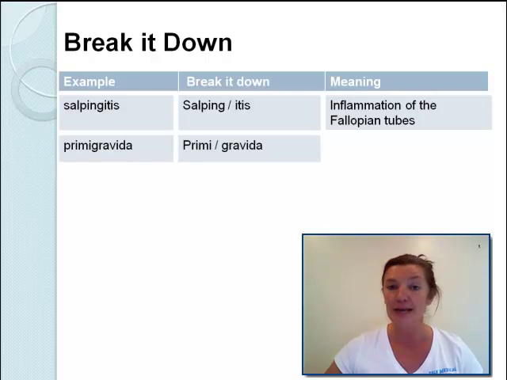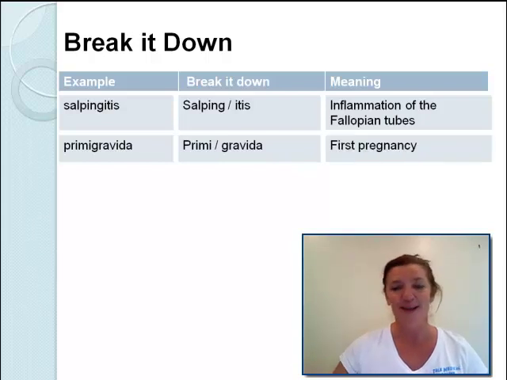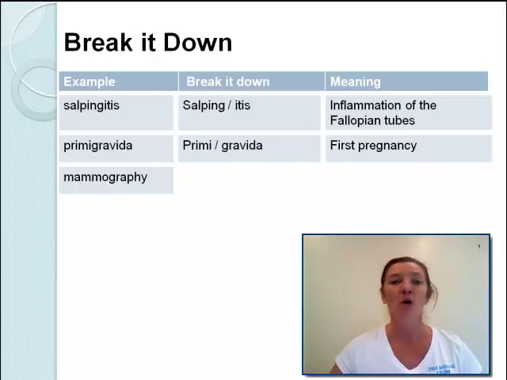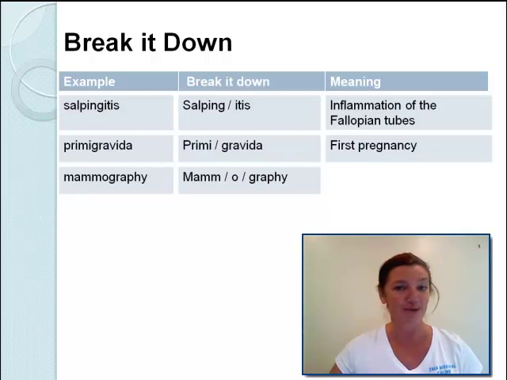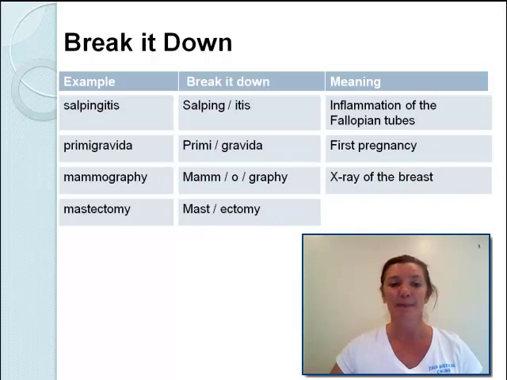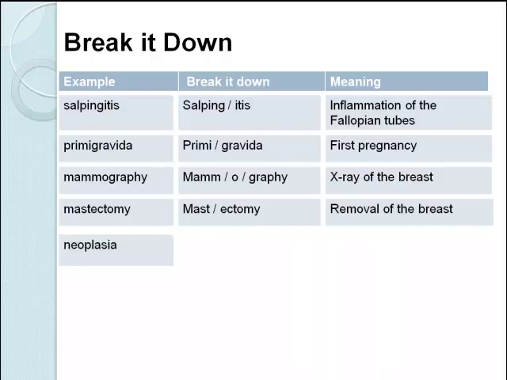Primigravida. Let's break it down. Primi, break, gravida. Gravida means pregnancy, and primi is first, so it'll be the first pregnancy. Also abbreviated as G1. Mammography, break it down. Graphy is our x-ray, mam is breast, so it's an x-ray of the breast. Mastectomy. Ectomy is removal of, mast is breast, so removal of the breast. Neoplasia, let's break it down. Plasia means formation or growth, so neoplasia was new growth, new formation, and usually associated with cancer.